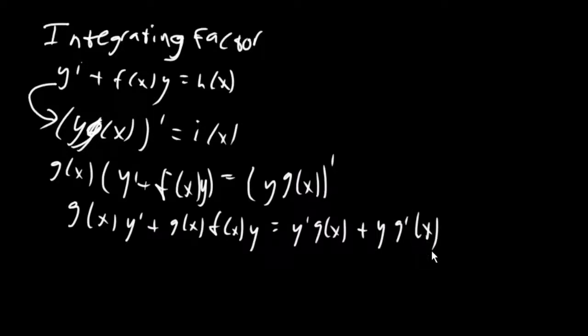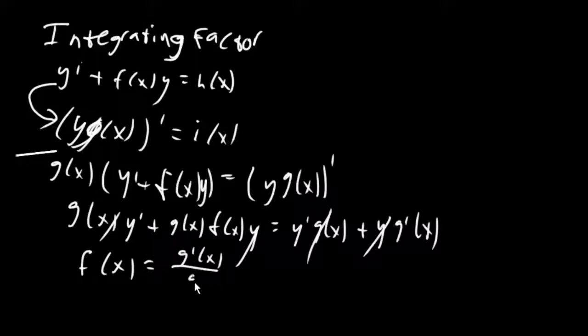And we'll immediately see that this term and this term cancel out. So then we're left with g of x f of x y is equal to y times g prime of x. Well, we're not going to look for the trivial solution, so we can cross out the y's. So now we're left with g of x f of x is equal to g prime of x. So let's divide everything by g of x. So f of x is equal to g prime of x over g of x.